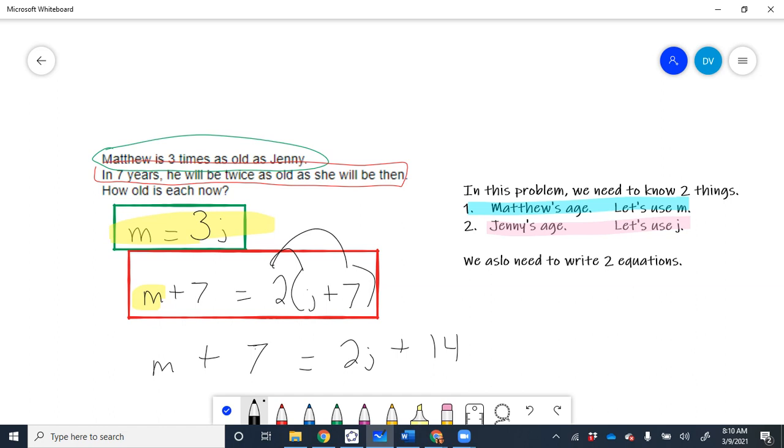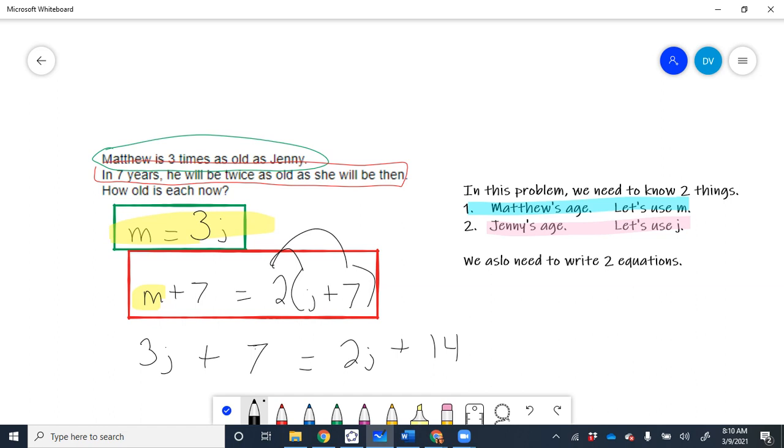I'm going to erase the M and replace it with 3J. Let me erase that and replace it with 3J. Now, this equation doesn't really look any, well, maybe a little bit longer, but it's actually easier because this equation that I just wrote only has one letter. It only has a J.